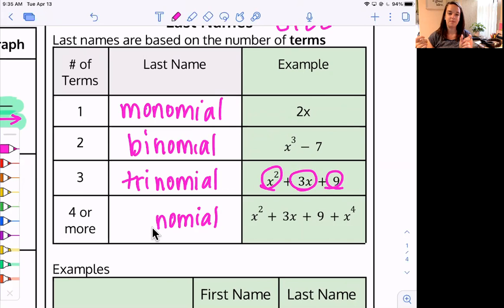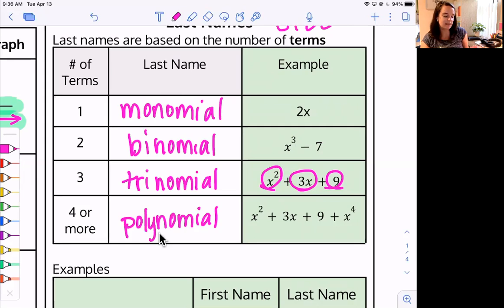Many. It's actually the name of this whole unit. Yeah, poly. Good job, Brandon. Polynomial. So if it has 4 or more pieces, if it has 5 pieces or 6 pieces or 7 pieces, then it is a polynomial. So we have monomial, binomial, trinomial, and polynomial. Awesome.